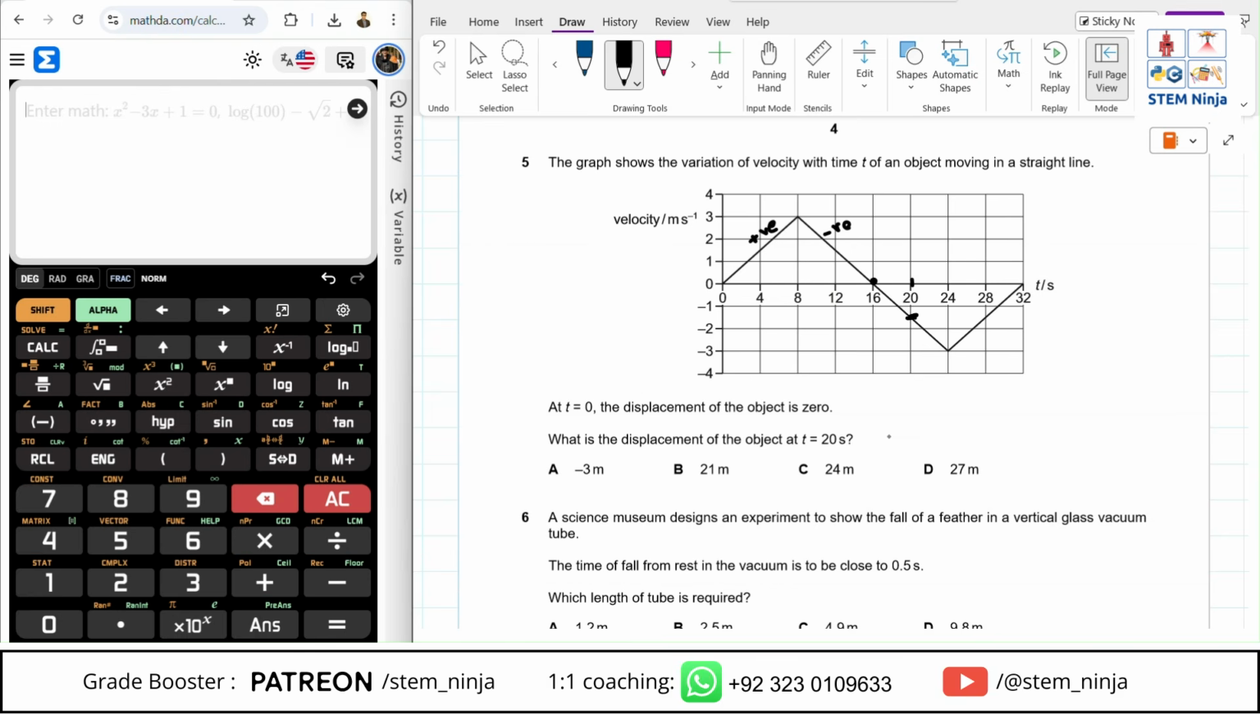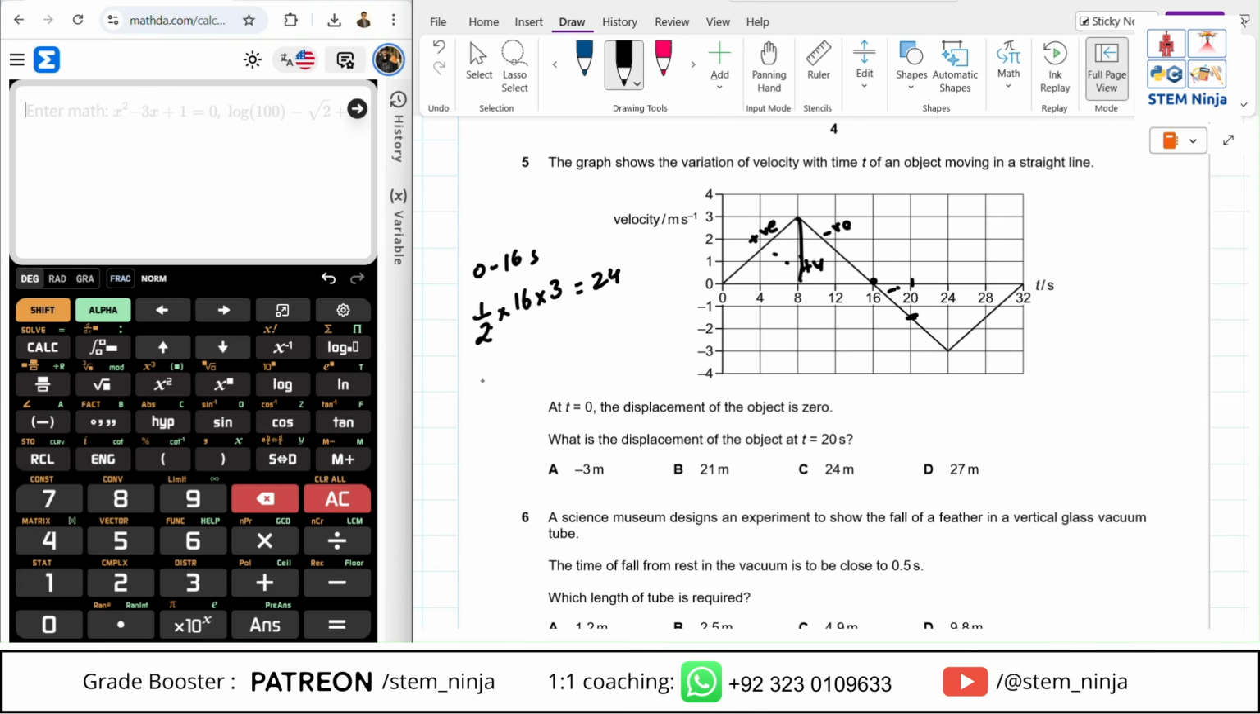So we need to figure out what is the displacement of the object. So net displacement, this area added with this area, that would be distance. For net displacement, we need to do the plus of this area and minus this area. So the first 16 seconds, 0 to 16 seconds, this is half times 16 times height, which is 3. So that would be 8 times 3, 24.